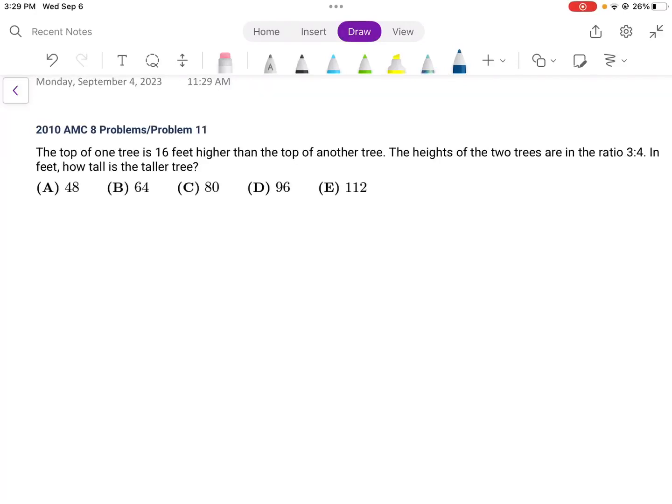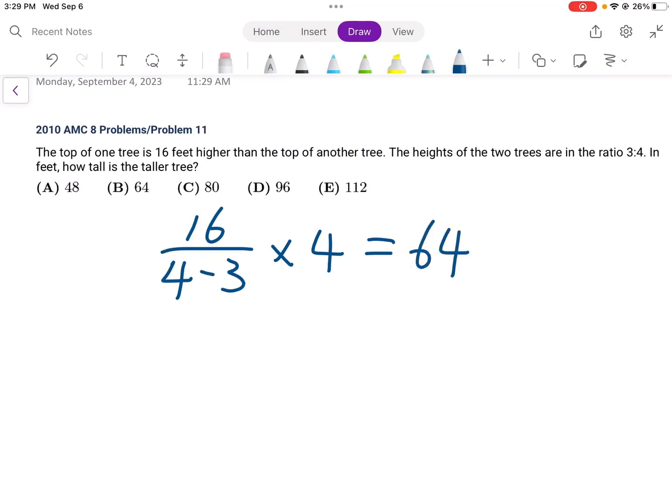Problem 11. Because the heights of the two trees are in a ratio of 3 to 4, and the top of one tree is higher than the other by 16 feet. Therefore, to get the total tree's height, we use 16 divided by 4 minus 3, and multiply by 4, and that equals 64 feet. Therefore, the answer is B.